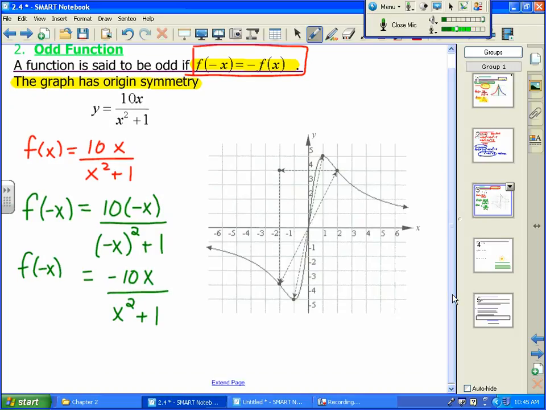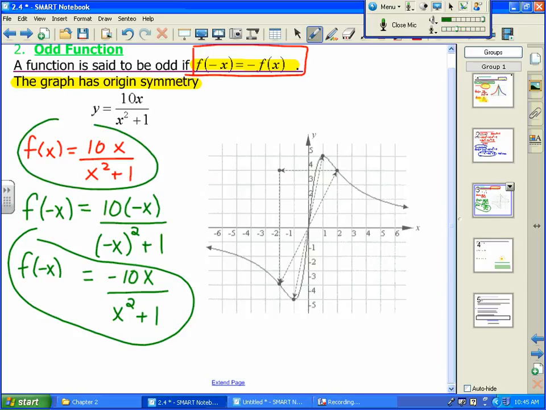Now, we have to look. Is this equal to this? Well, no. So they're for sure not evens. What I have to do is take a negative out of f of x. So I'm just going to take a negative out.